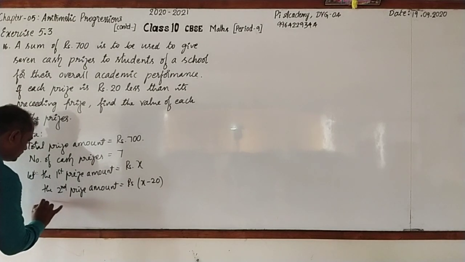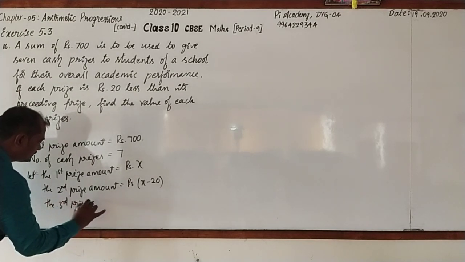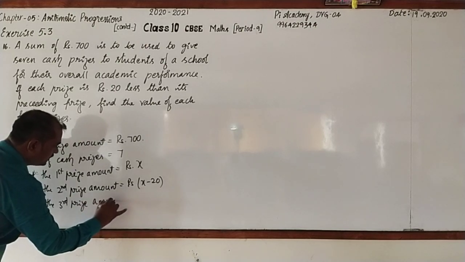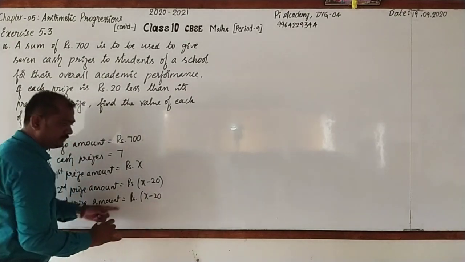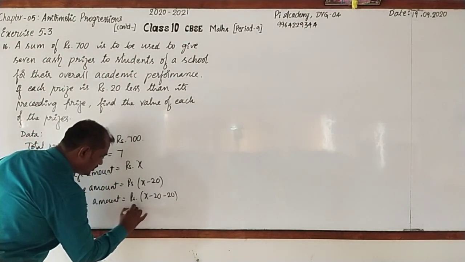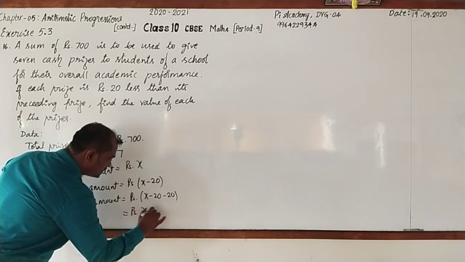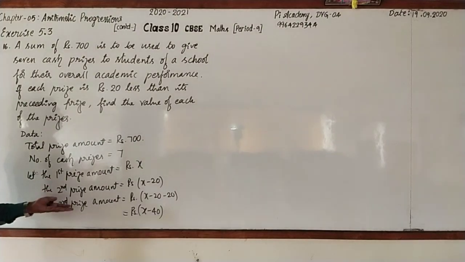What about the third prize amount? This will be rupees x minus 20 minus 20, which is equal to rupees x minus 40. Hope that you have understood. Okay, like that you can write up to 7 prizes.